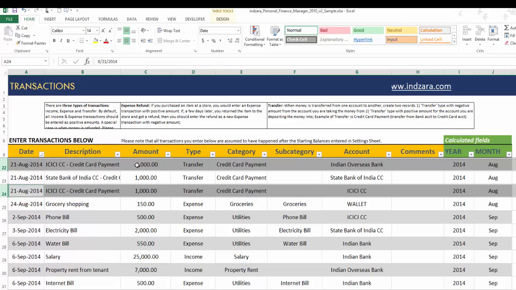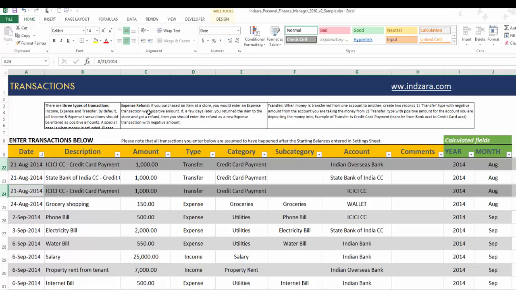One is a negative value, taking the money from your bank account here, and then a positive value of the same amount, a transfer transaction into your credit card account. And this is an example of a transfer transaction.